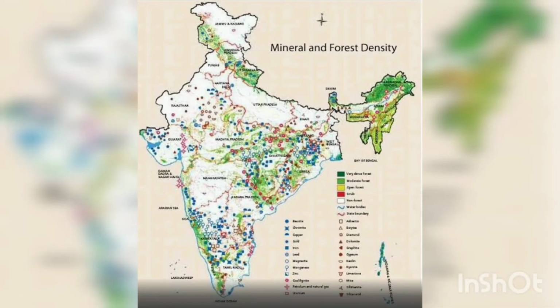Now this is one map which is showing the mineral and forest density. They have used colors also, and density means how much area is covered with that particular mineral or with the particular type of forest. So they have used color, and with the color you can identify.